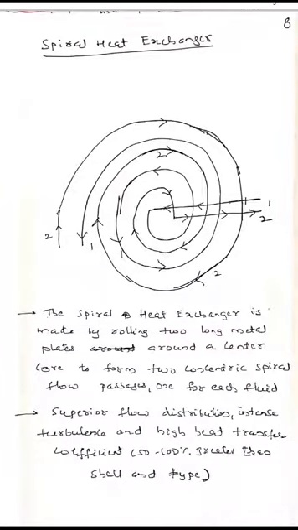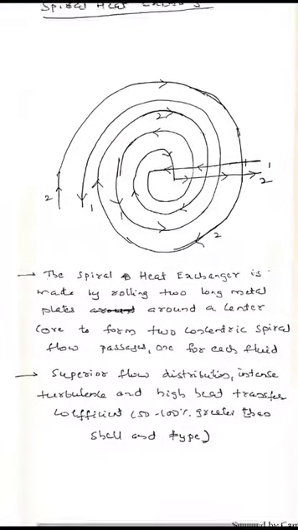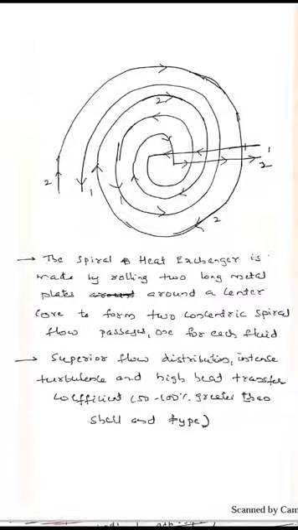Then we have a spiral heat exchanger. As the figure shows, two long metal pipes are rolled over a central core to form two concentric spiral passages for the flow of fluid. This provides superior flow distribution, intense turbulence and a high heat transfer coefficient, about 50 to 100% greater than a shell and tube heat exchanger.